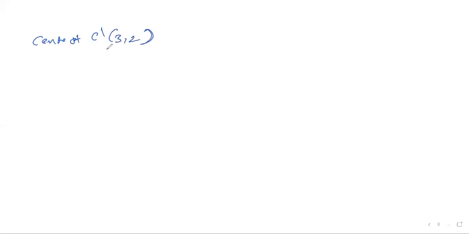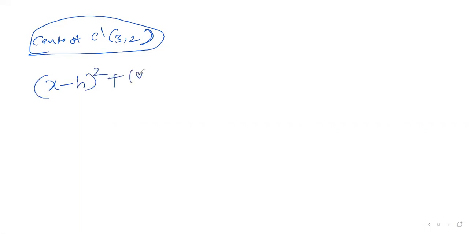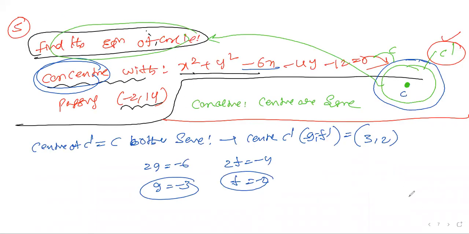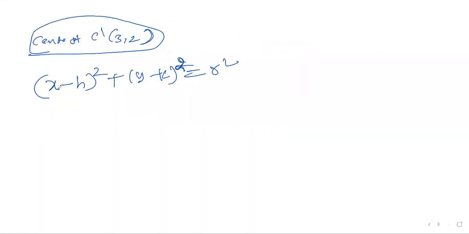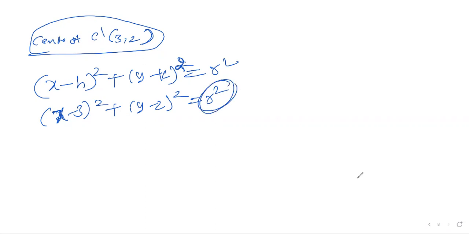Center you got. If we know the center, we can write the general equation: x minus h whole square plus y minus k whole square is equal to r square. This is the general equation I know. So I know the center, and I substitute it. The center is 3 comma 2, so it is x minus 3 whole square plus y minus 2 whole square is equal to r square. Clear? But this is not yet the circle equation. Still you require the value of r. It is not the final equation.